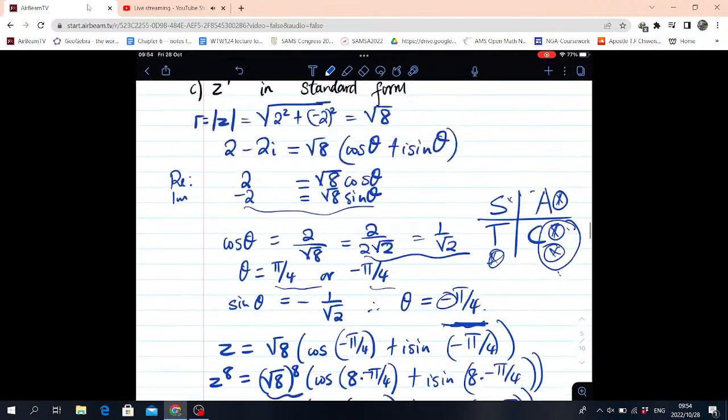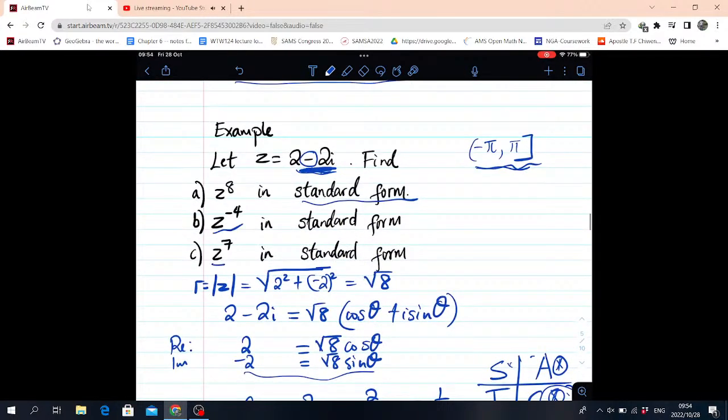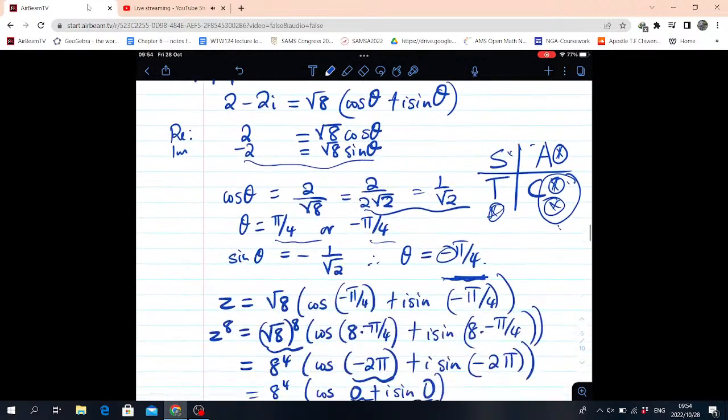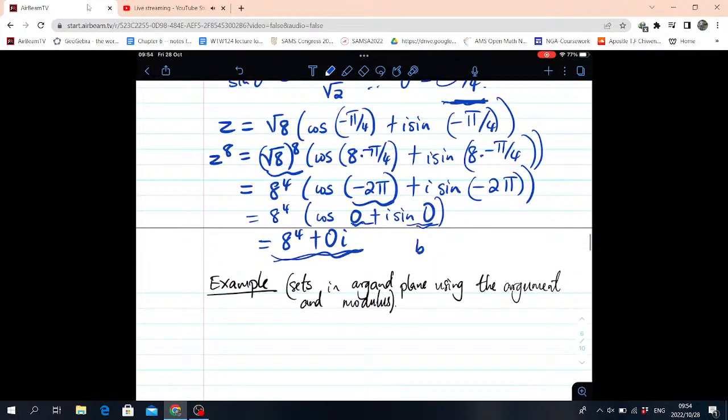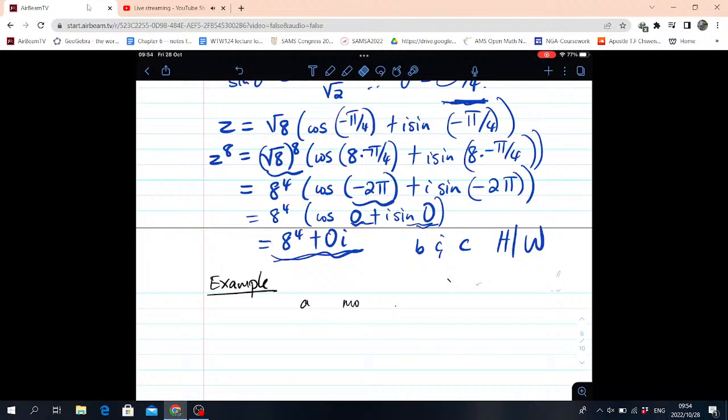So you can look at the other parts as homework. So B and C is homework. You can go and look at them and then see how to do them. That should be easy enough. Now that we've got De Moivre's theorem, we can use it. Right.